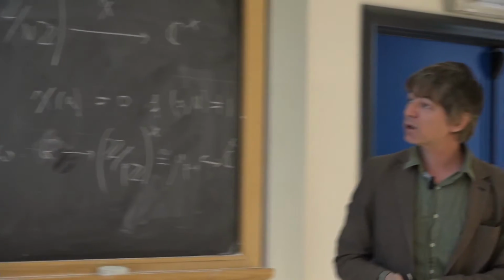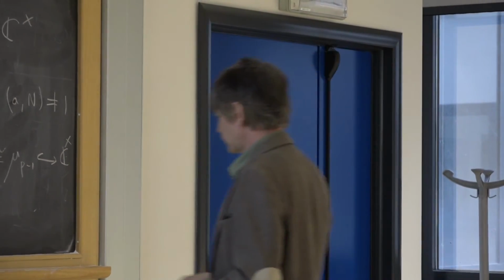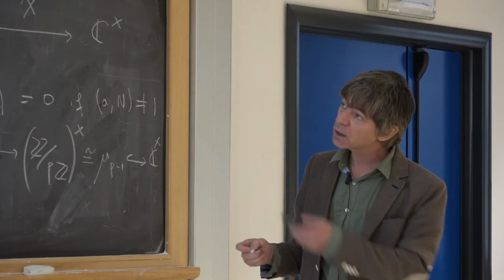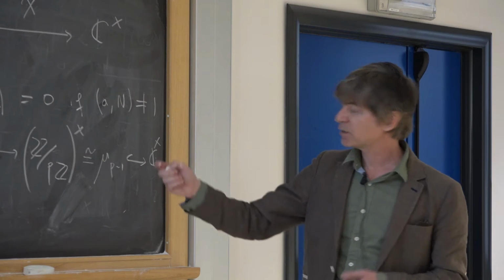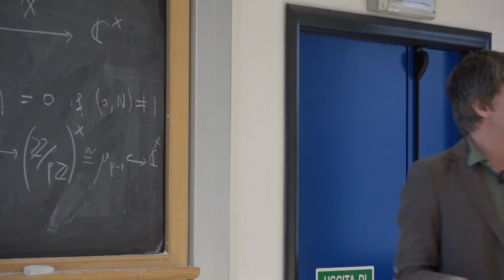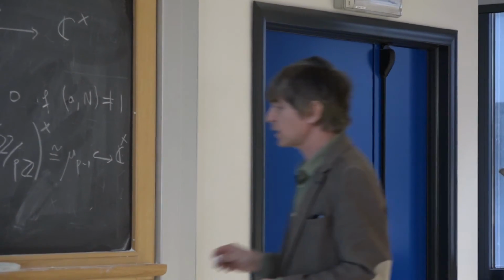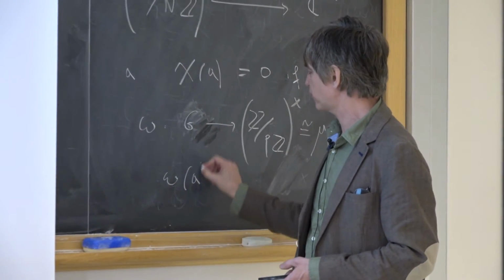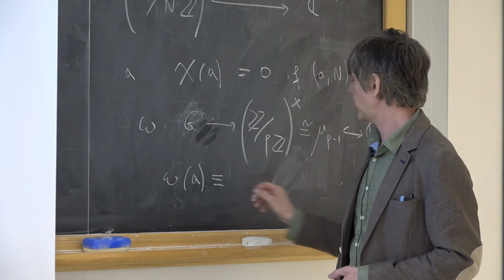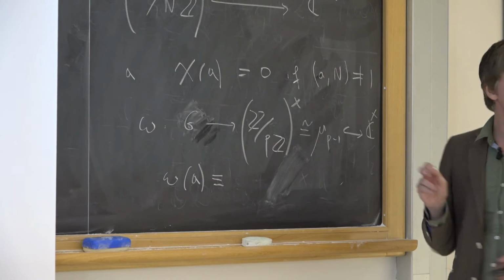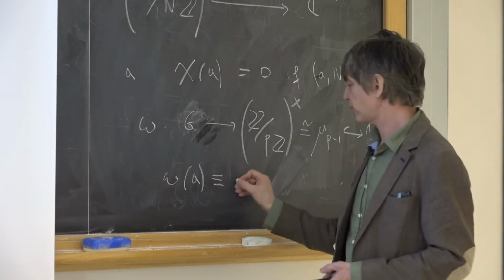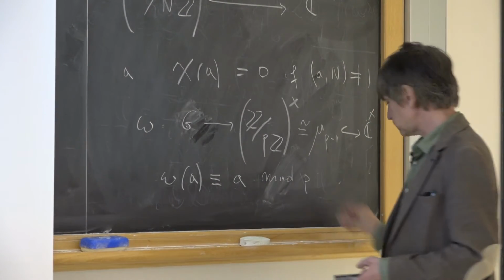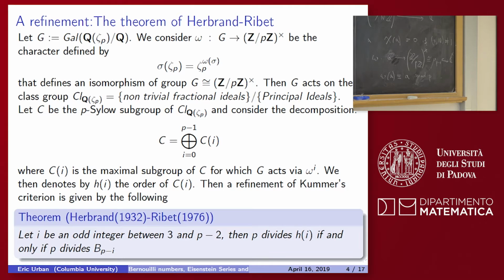So the character omega, you can see it as a character taking values in C cross, and therefore you can also see it as a Dirichlet character modulo p. And actually it has even the following property: if you take omega of a, then this omega of a is going to be an algebraic integer in C, and you can check that omega of a is congruent to a modulo p in a certain sense. Okay.